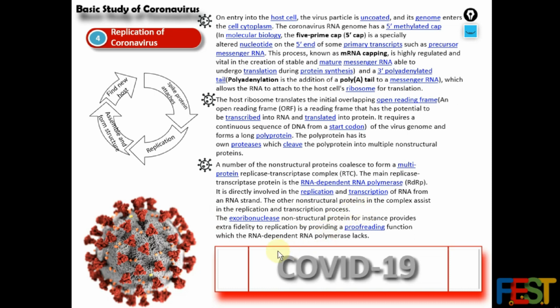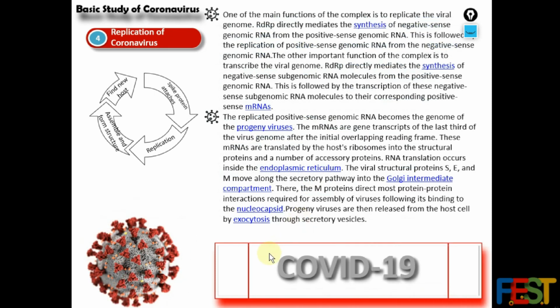The non-structural protein, for instance, supports replication by providing a proofreading function, which the RNA-dependent RNA polymerase does not have. That means the RNA-dependent RNA polymerase doesn't have the proofreading function, and this is provided by exoribonuclease. One of the main functions of the complex is to replicate the viral genome.